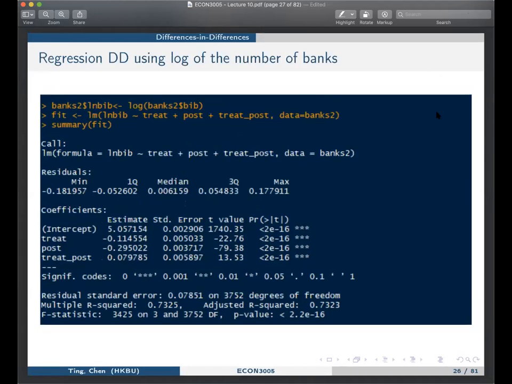Meaning that if we take log of the Y variable, this is the outcome that we have. We still have a significant outcome, but now the estimate is about 0.08. That means 8%. If we interpret this coefficient, for the treatment group, the policy effect is an 8% increase in the number of banks.